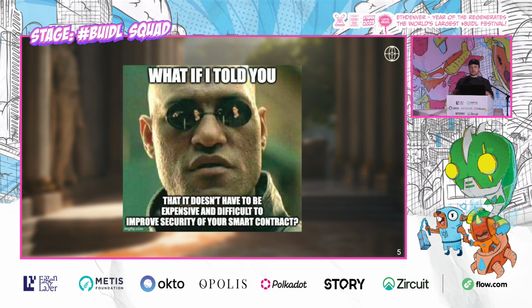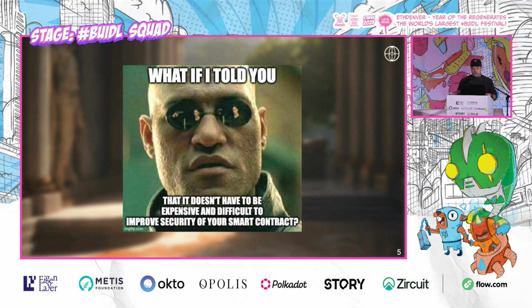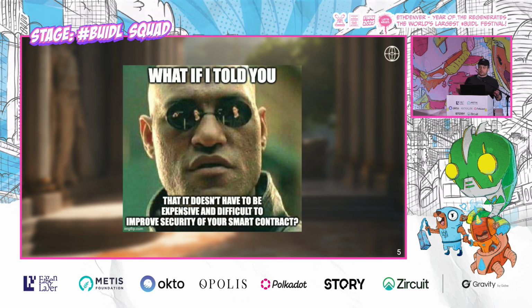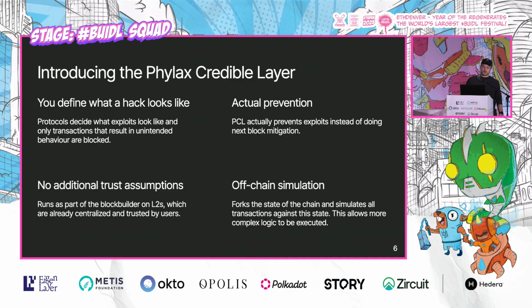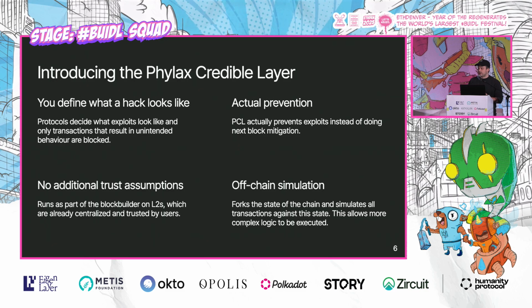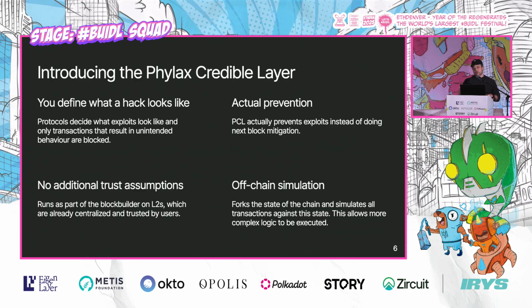So what if I told you that you can basically improve your security without paying a lot of money to do it, and without learning some obscure formal verification language? So that is where the Phylax credible layer comes into play. And how does that work? You basically define what a hack looks like. So you can define a state that you don't want your smart contract to get into.